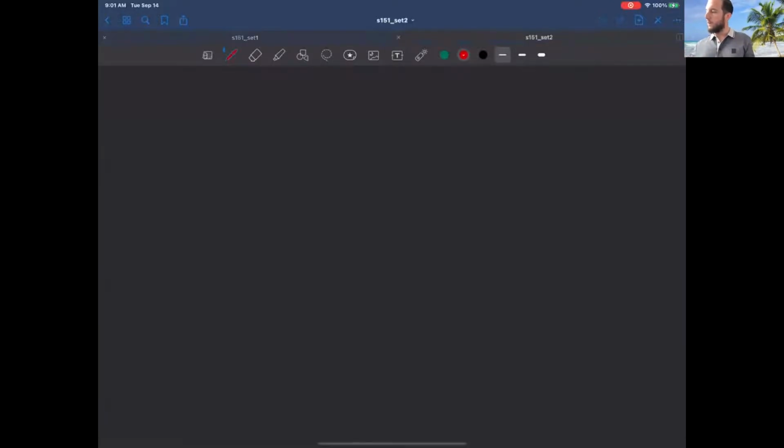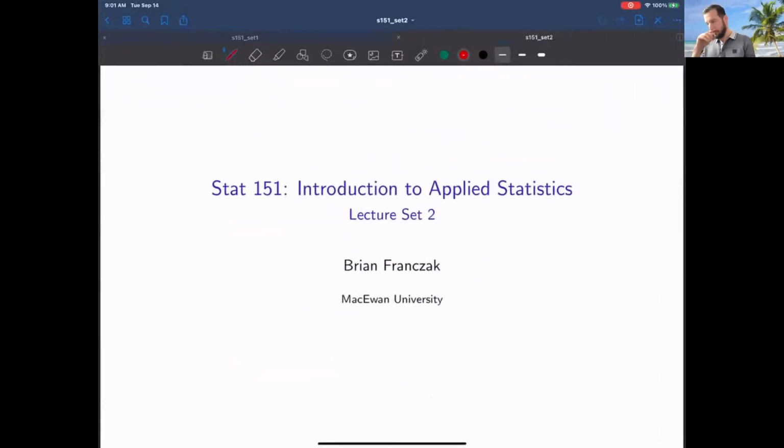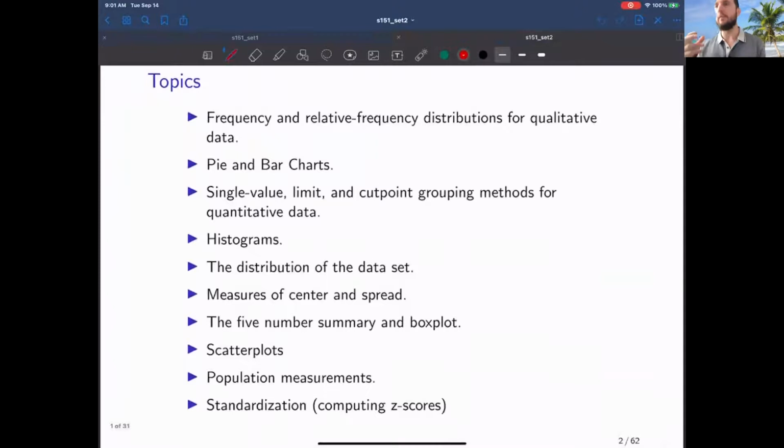Okay, so we still have some time left. So I'm going to get into the second lecture set. As I said before, the second lecture set is essentially focused on describing data. It is going to be comprised of graph construction and numerical measurement. So we're actually going to start to see examples of how we can describe a particular set of data using numerical values and visual tools.